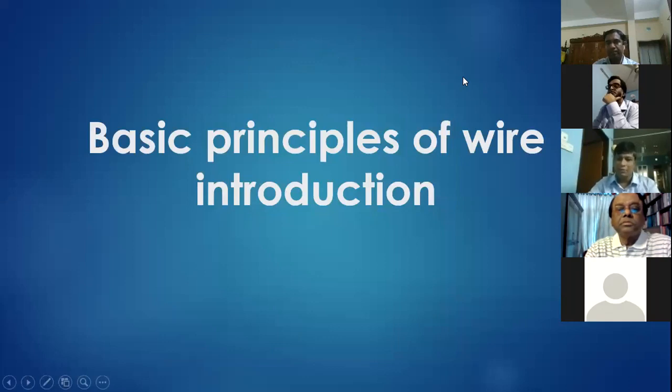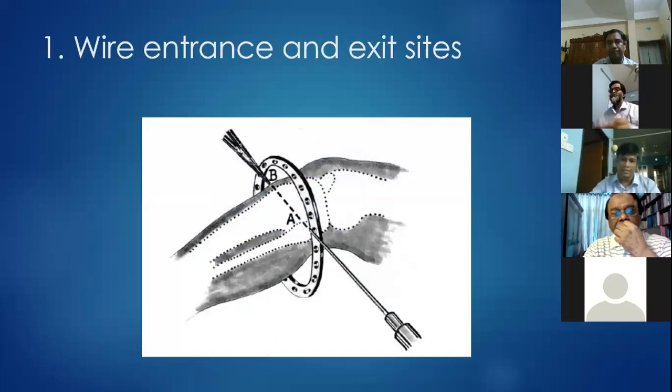Now, the basic principles of wire introduction. There are some rules for the introduction of the wire we should keep in mind. Number one, wire entrance and exit sites. The entrance and exit sites of the K-wire are predetermined by the surgeon. While the surgeon is positioning and drilling the wire through to the opposite side of the extremity, an assistant should point to the expected exit site with a finger or an instrument so that the surgeon can direct the wire exactly towards that visual marker.